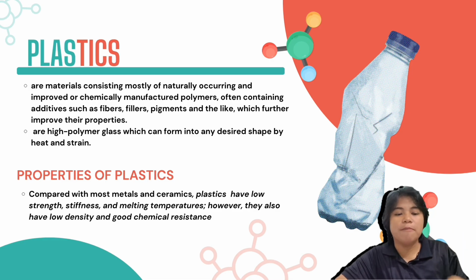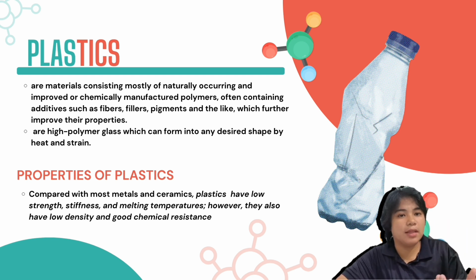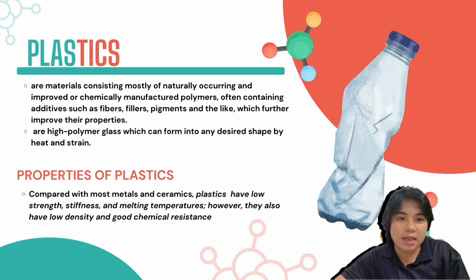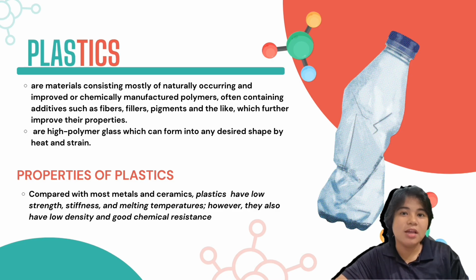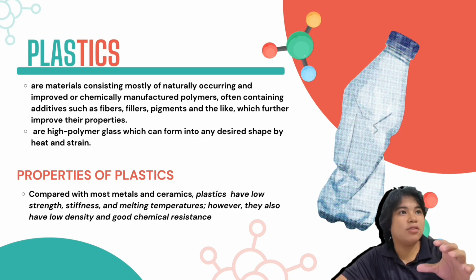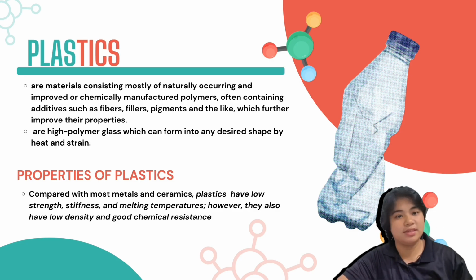Tapos sabi naman nito, they also have low density. So mapapansin natin ang mga bagay na gawa sa plastic hindi gaano mabigat. Kasi nga they have low density and good chemical resistance. Kaya nga guys, ang mga plastic matagal siyang ma-decay at matagal siyang masira or matagal siyang mag-blend sa nature. Kasi nga meron siyang good chemical resistance.